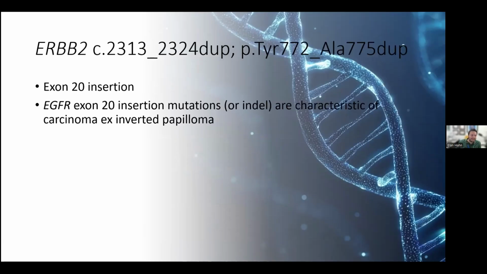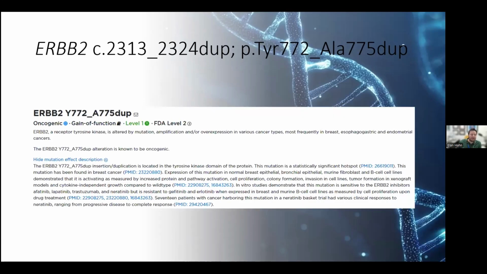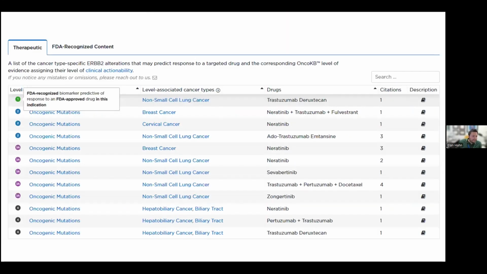The last mutation we found in this case was a HER2 duplication. It happens to be in exon 20, which is the exon that is characteristic of insertions in EGFR. So let's look specifically at this mutation. In OncoKB, it's called oncogenic gain of function, very well studied in breast, esophagogastric, endometrial, and lung cancer. It's in a very specific functional domain, and it is a therapeutic target in different types of cancers.